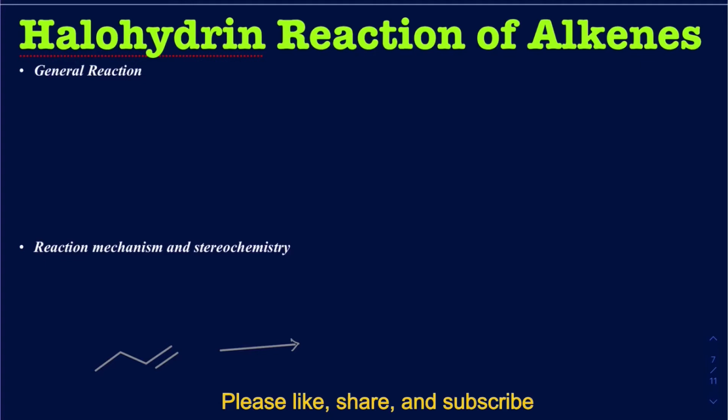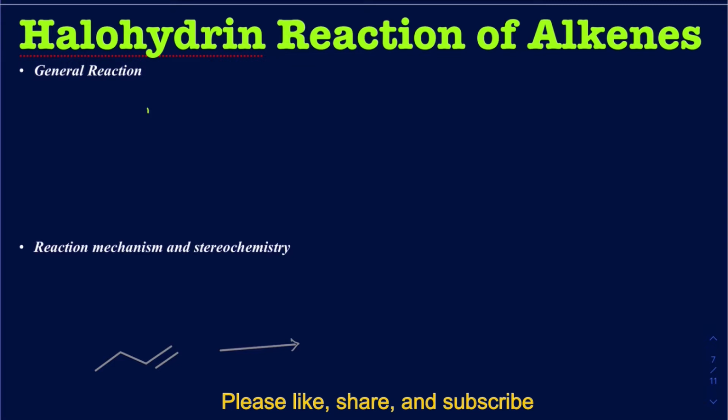Hello everyone, in this video we're going to be talking about the halohydrin reactions of alkenes. As the name specifies, halo means you're going to be adding a halogen, but hydrin means you're going to be adding water along with it. They're not only limited to water, but they are typically called halohydrins because that's the most common reagent you're going to be using.